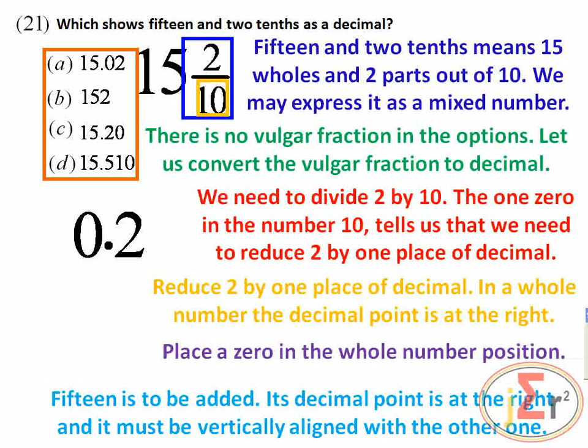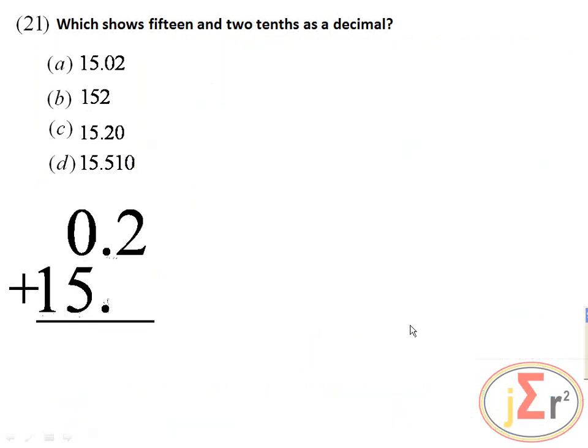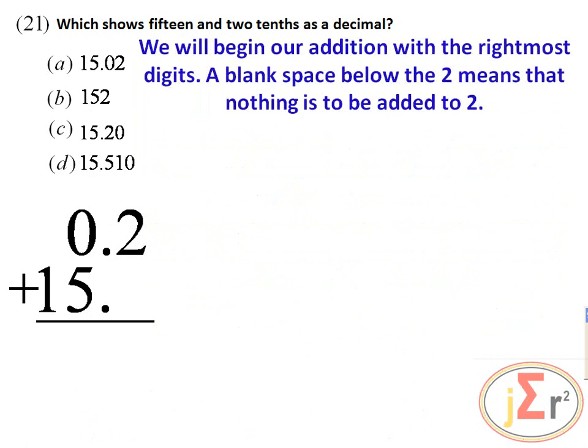15 is to be added. Its decimal point is at the right, because in a whole number the decimal point is located at the right. And it must be vertically aligned with the decimal point in the other number. So there we have 15. Now we will add. We will begin our addition with the rightmost digit. In this particular case, notice that we are not including any placeholding 0 or any trailing 0.